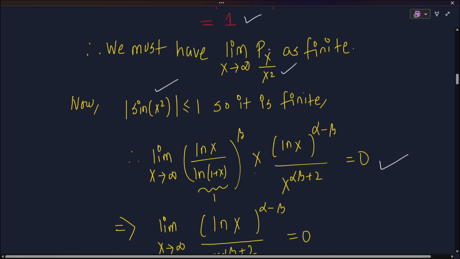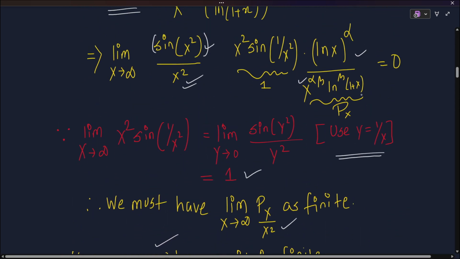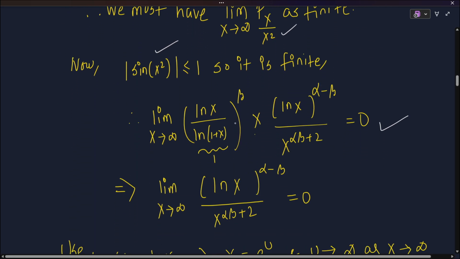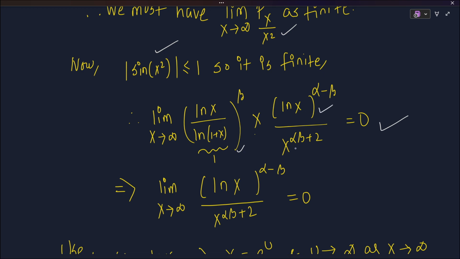And now what I did was I tried to adjust this ln x to the power alpha, and I wrote this as ln x to the power beta into ln x to the power alpha minus beta so as to combine it with the logarithm in the denominator. Once we do that, we get this term here multiplied by the rest of ln x, which is ln x to the power alpha minus beta, divided by x to the power alpha beta plus 2. The plus 2 comes from the extra x square in the denominator.